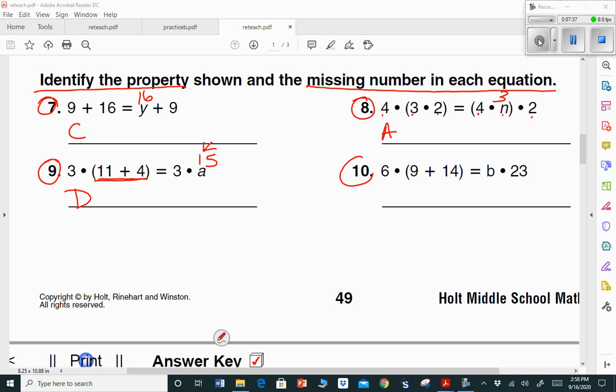Number 10. We've got addition and multiplication going on in there. That's going to be the distributive property. 6 times 9 plus 14 equals something times 23. Well, this is 23, goes there. So that 6 is going to have to go there. That's going to have to be a 6.